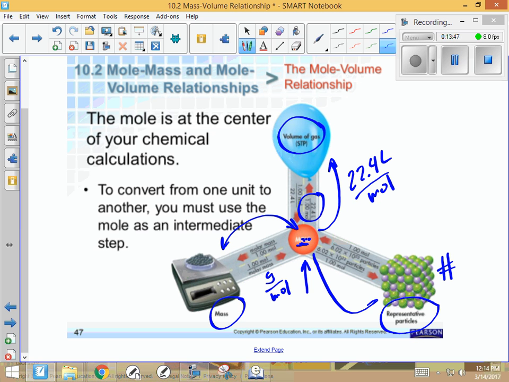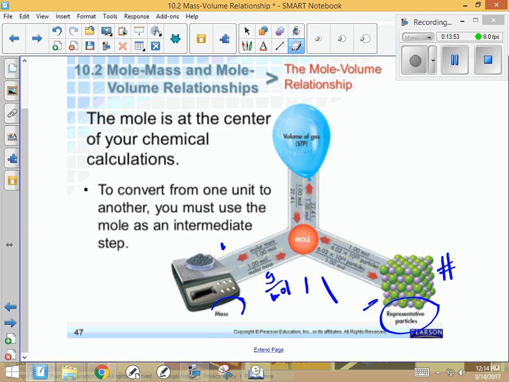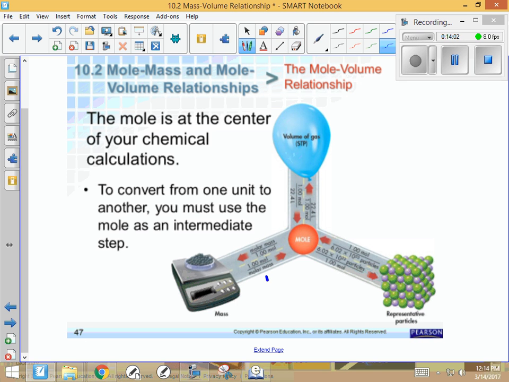That chart right there is something you need to get in your brain, because that is how we do all these mole calculations. It shows all 3, and if you look real close, it's in your book. Right here, and right here, and right here are the actual conversion factors, okay? So that'll help you. It's like a road map. This road map will tell you how to get from mass to volume through the mole.